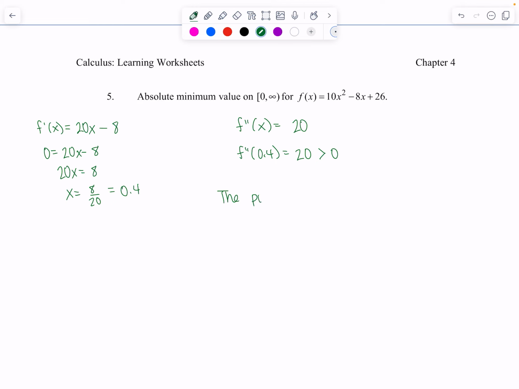So the point 0.4, if we plug that into our function, we'll get 24.4 is an absolute minimum.